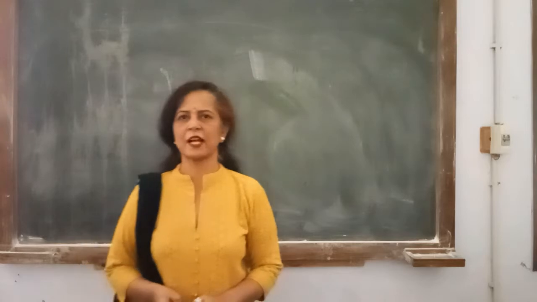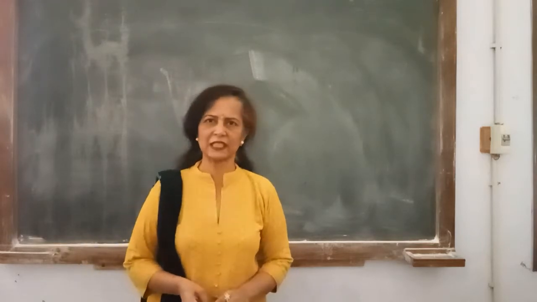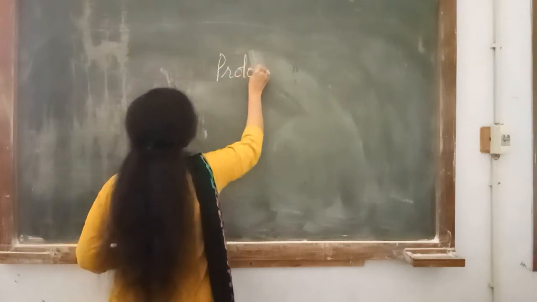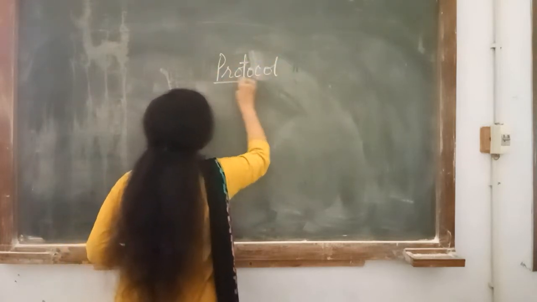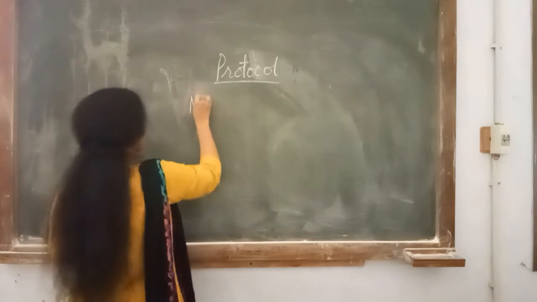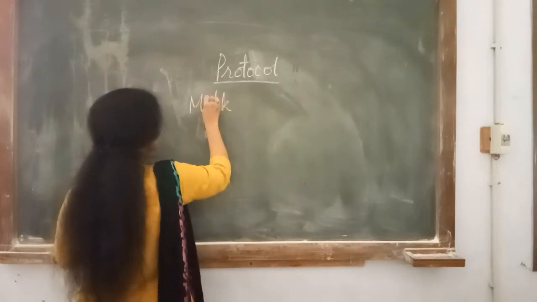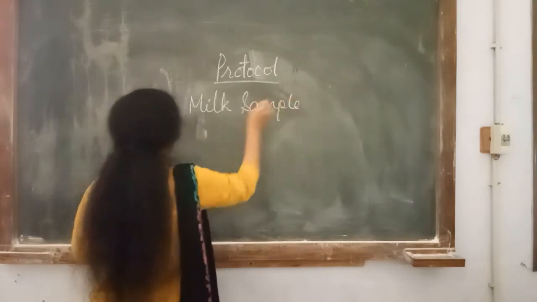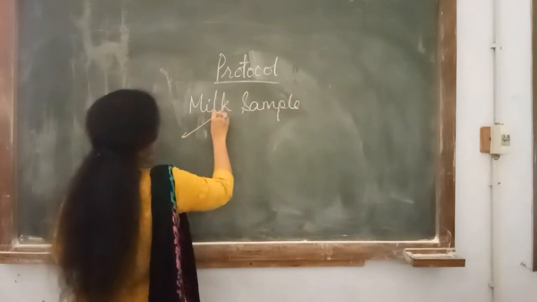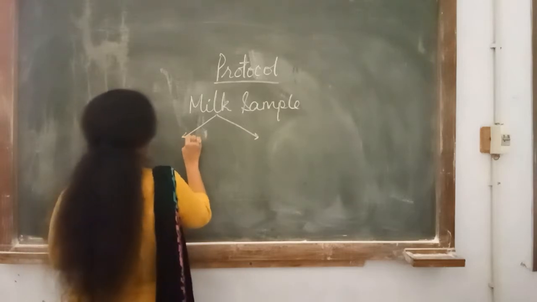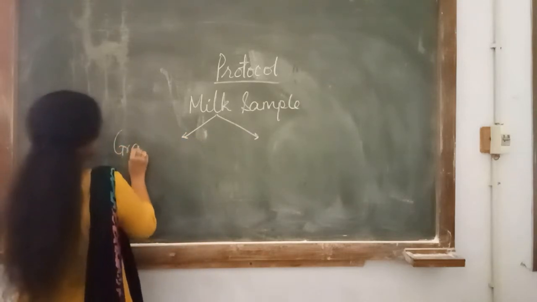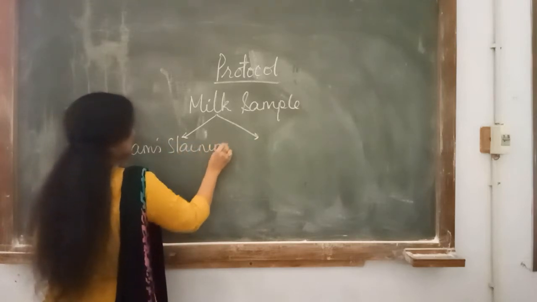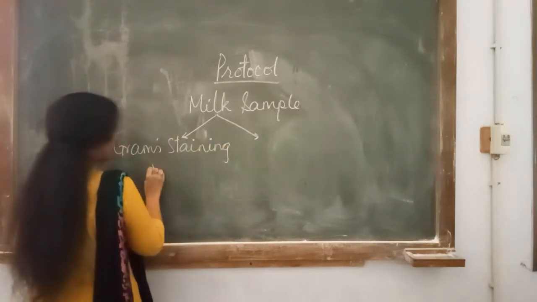Okay, second year students, now we will write down the protocol for milk analysis. So first of all, we will take the milk sample in a sterile tube, and then after we will carry out two different staining out of it. We will carry out gram staining, which will give us the presence of bacteria.